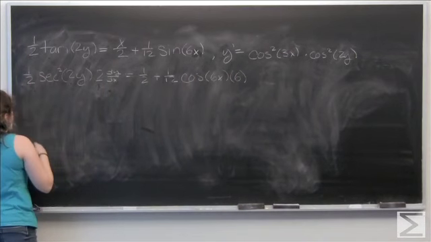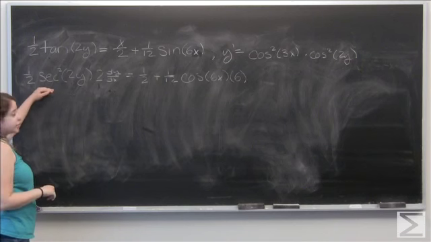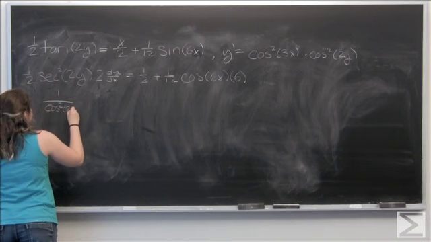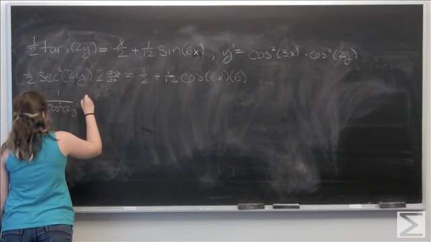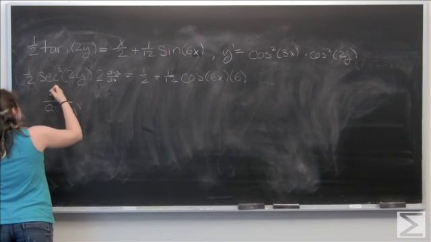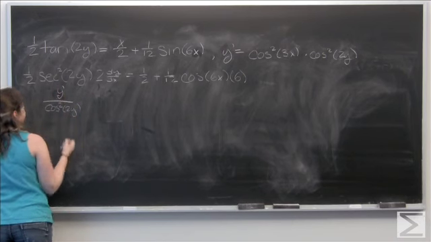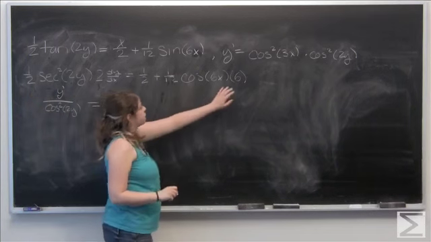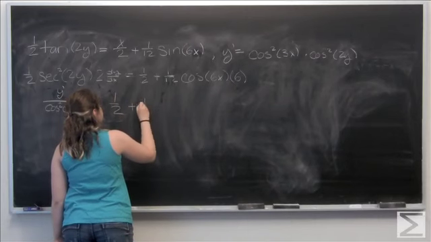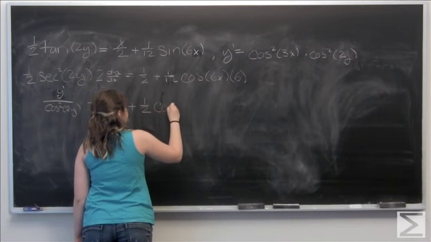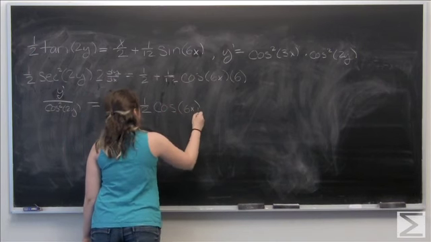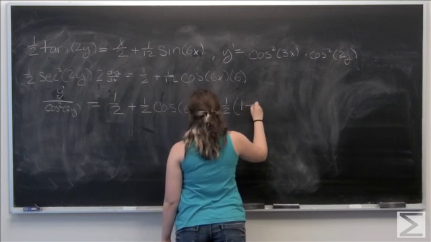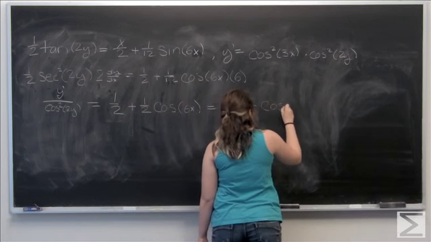Okay. I'm going to rewrite this. 1/2 times 2 goes away, and sec² is actually the same as 1 over cos²(2y). So I'm just going to write it as y'. y' over cos²(2y) equals 1/2, and 1/12 times 6 is 1/2, cos(6x). Which is also equal to 1/2 times (1 + cos(6x)).